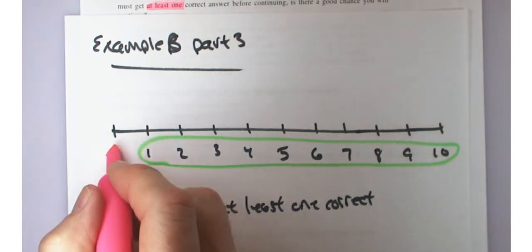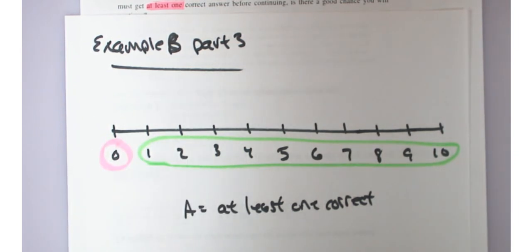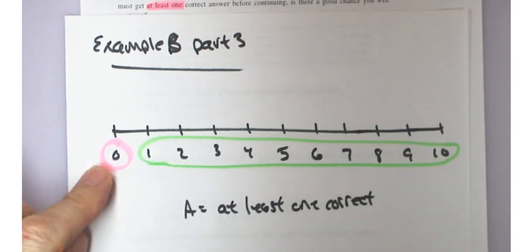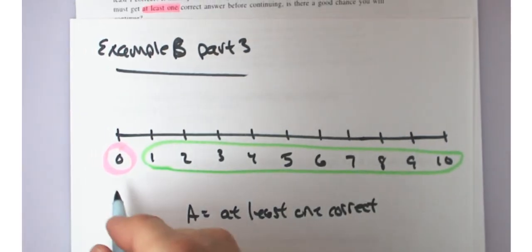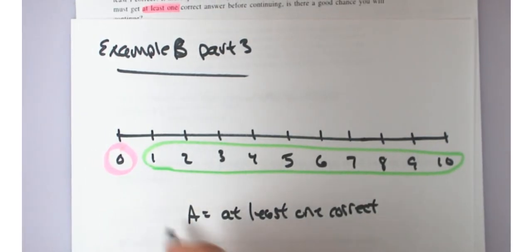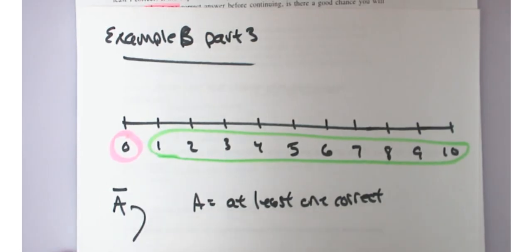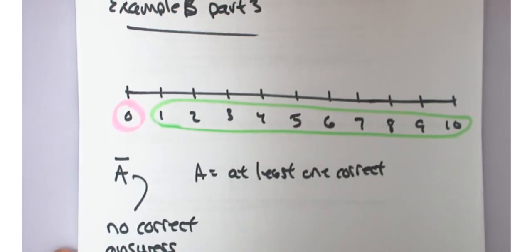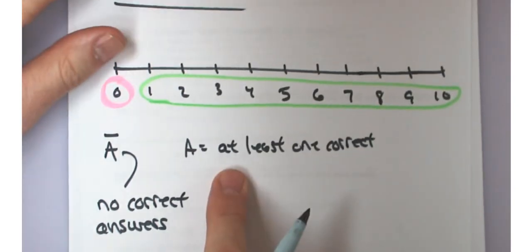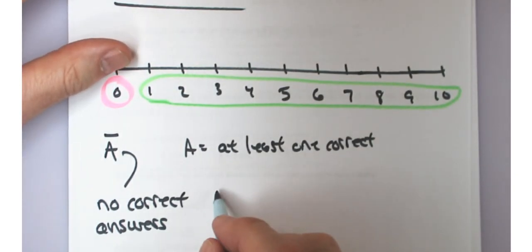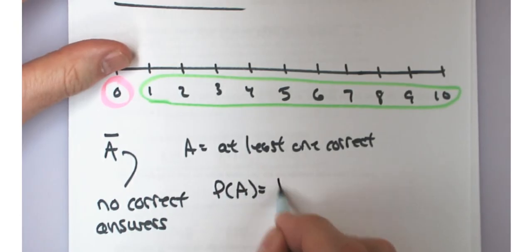And then there's this guy. Mariana, how would you describe this? What should I write there for the notation for this? Yeah, A bar. There's A bar. Thank you. And basically that's none correct. No correct answers. So in trying to find the probability of at least one correct, the probability of A is going to be 1 minus the probability of A bar.